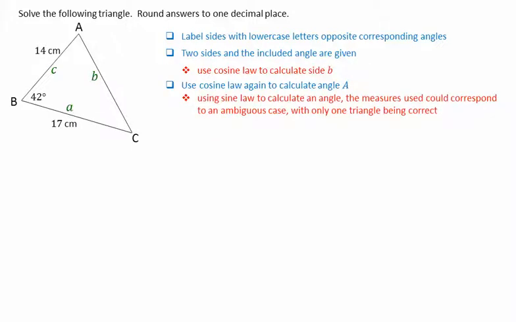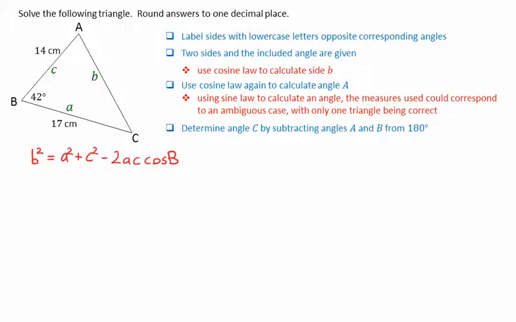Note that instead of using the sine law to calculate the angle, we're going to use the cosine law. The reason for this is that if you use the sine law, the measures that you would be using could correspond to an ambiguous case, in which case only one of the triangles is actually correct. We can then determine angle C by subtraction from 180 degrees of angles A and B.